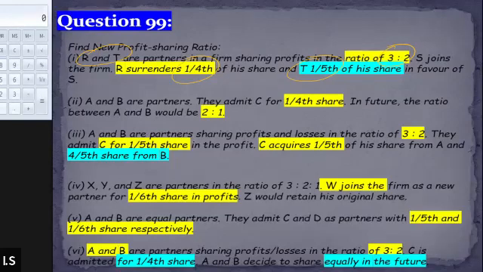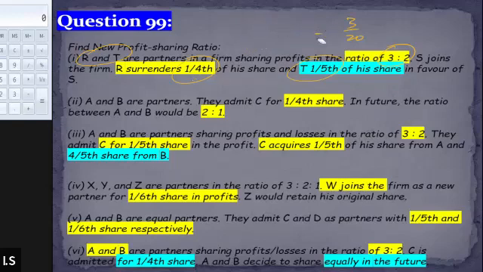Total share of R is how much? 3 by 6, is that right? Sorry, 3 by 5, is that right? And out of 3 by 5, he will be surrendering 1/4 of his share. 1/4 of this share will be surrendered. So that will be 3 upon 20. Is that clear to you? Yes, sir. Got it?